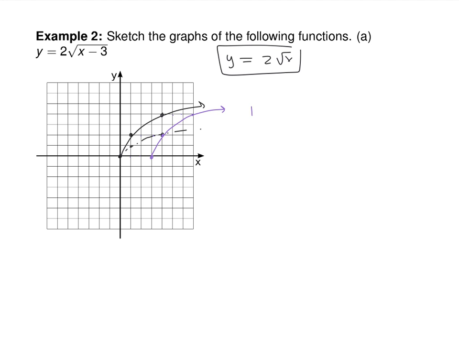So what is the domain of this function? What's the first number you can plug in? What's the range of the function? What's the lowest y value it hits? 0. Great. Awesome.